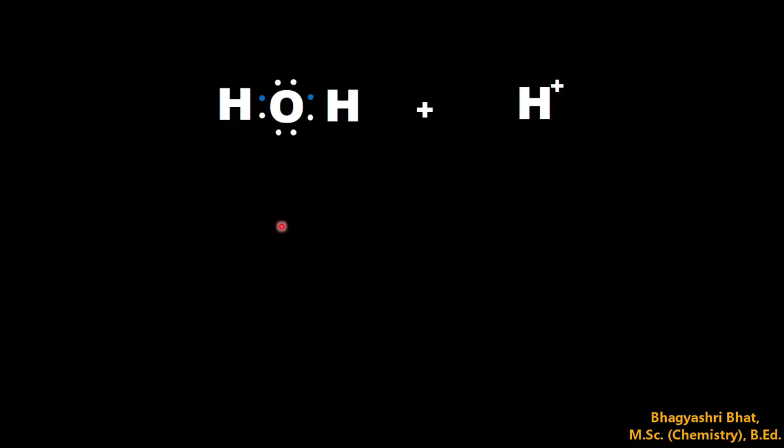Now we will see another example of a coordinate compound. We know that for the formation of a coordinate bond, one species must have at least one lone pair of electrons, and another species must be short of one lone pair of electrons. If you see the water molecule, on the oxygen atom there are two lone pairs of electrons, and the H plus ion is again short of one lone pair of electrons. So these two can bond with each other. How do they bond with each other?